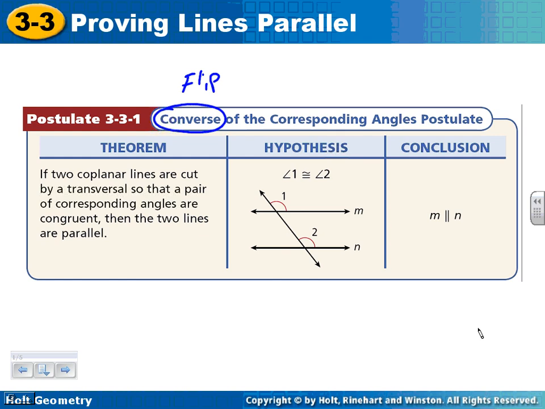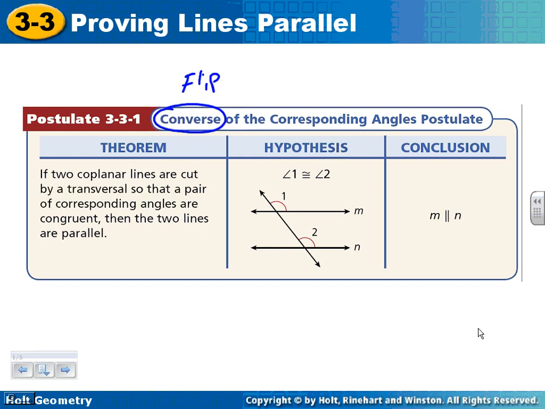We had the corresponding angles postulate that said if the lines are parallel, then corresponding angles are congruent. Well, if we flip that around, make it the converse, it's just backwards. If corresponding angles are congruent, then the lines are parallel. The theorem reads, if two coplanar lines are cut by a transversal so that a pair of corresponding angles are congruent, then the two lines are parallel.